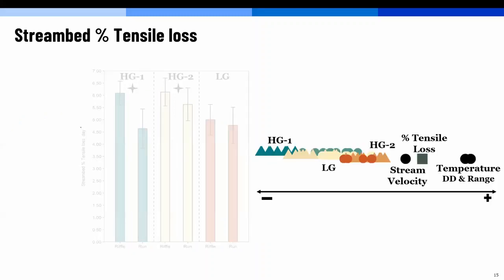Partial least squares analysis for percent tensile loss at the stream bed produced one significant axis. Again, here we have triangles representing runs and our colored circles representing riffles. We see that stream bed percent tensile loss is positively associated with stream velocity and water temperature, a trend found by other researchers and generally attributed to greater physical abrasion with faster stream velocity and higher temperatures stimulating microbial activity.